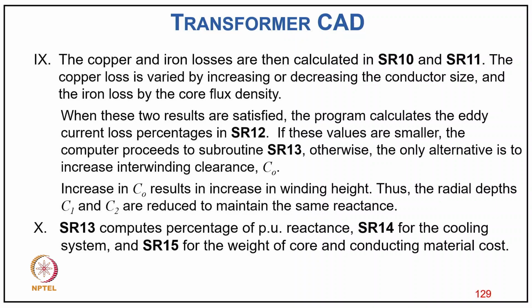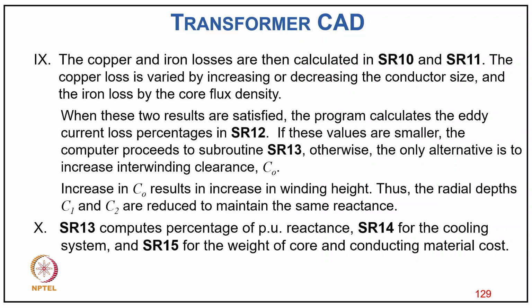Corrective changes are made mainly in the clearances, and the operation is repeated until the impulse test criteria are certified. The copper and iron loss are calculated in SR10 and 11, and the copper loss is varied by increasing or decreasing the conductor size, and the iron loss by the core flux density. When these two results are certified, the program calculates the eddy current loss percentage in SR12, and if these are smaller, then the computer goes to the next subroutine.